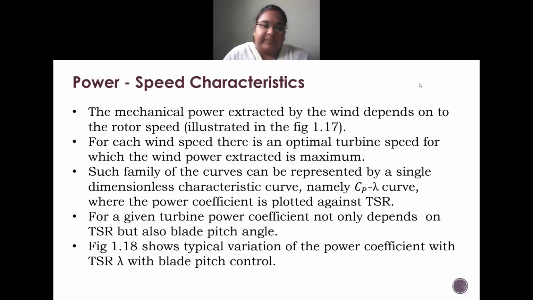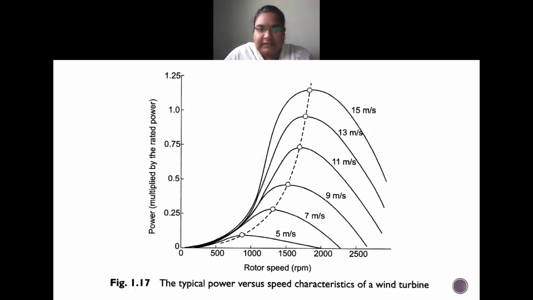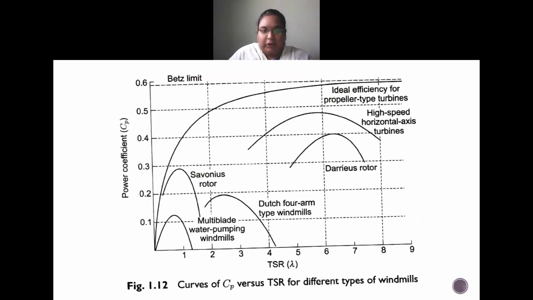Such a family of curves can be represented by a single dimensionless characteristic curve named the Cp-lambda curve, where power coefficient is plotted against TSR. This is also the plot which we have seen in the starting itself, the curve of power coefficient versus tip speed ratio. This thing we have seen.